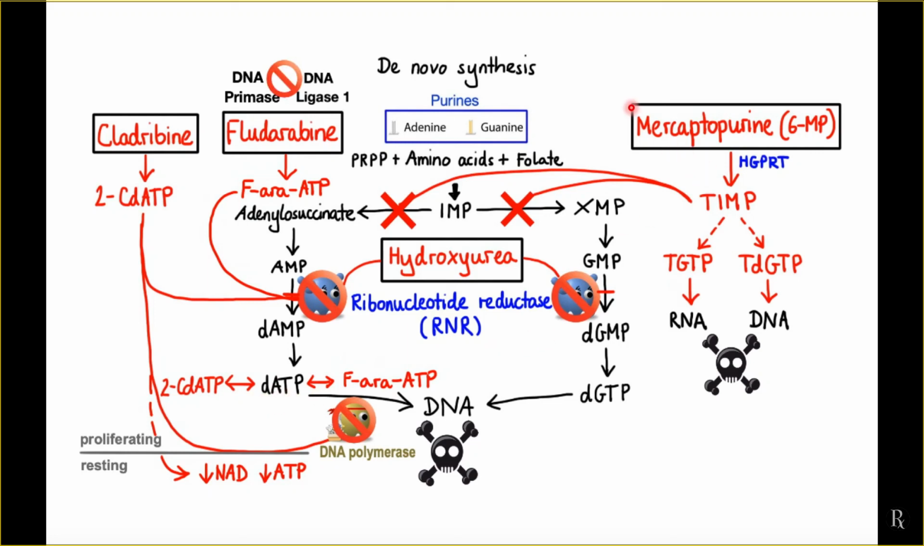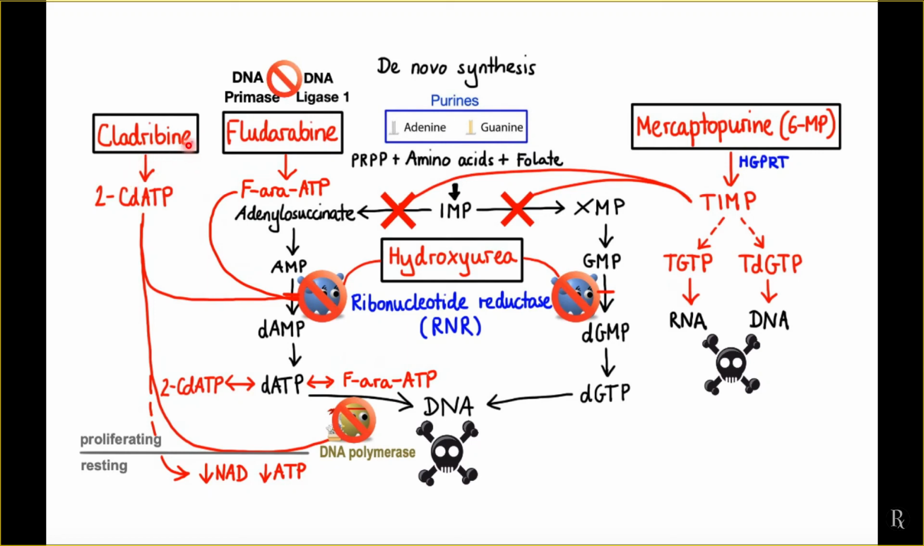Then we have hydroxyurea, a ribonucleotide reductase inhibitor that will block production of both deoxy-AMP and deoxy-GMP. Then also fludarabine, that is also a prodrug that will convert to the fluoro-ara-ATP that will block the ribonucleotide reductase too.